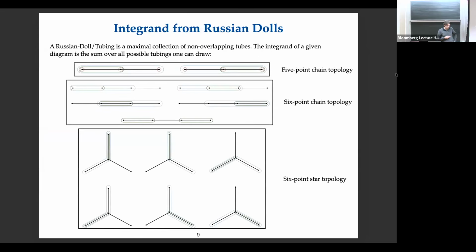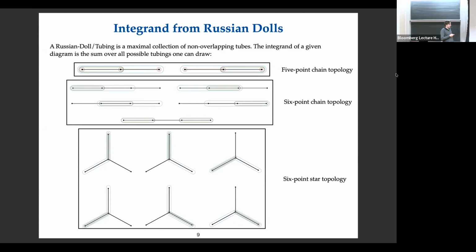So what's the rule now to get the full rational function? Well, before I just told you how to get the pole, so to each tube you can associate a given pole by just looking at the energies that are exiting the tube. To write down the full wave function coefficient associated to a diagram, you would consider all maximal sets of non-overlapping tubes. We can call this a tubing or a Russian doll. Then you just sum over all of those sets, and that gives you the correct wave function.